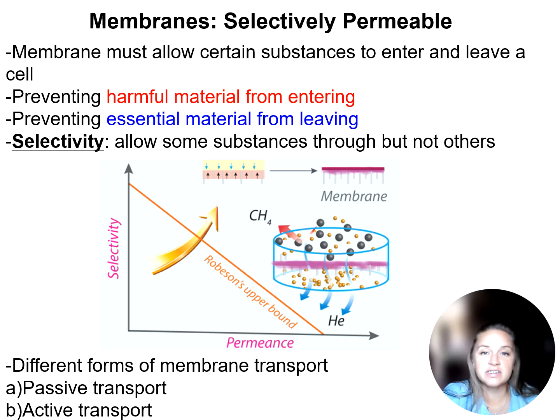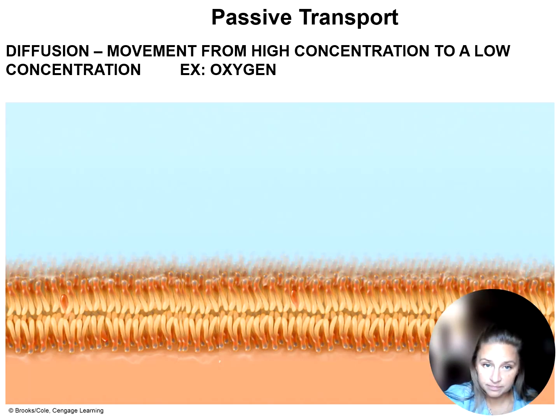Membranes are what are called selectively permeable, meaning they let some things in, but not all things. So it can prevent harmful material from entering and also prevent essential material from leaving. So it is a good barrier, but it does selectively let things pass in and out. And there are two major types of transport in membranes, and that's called passive and active.